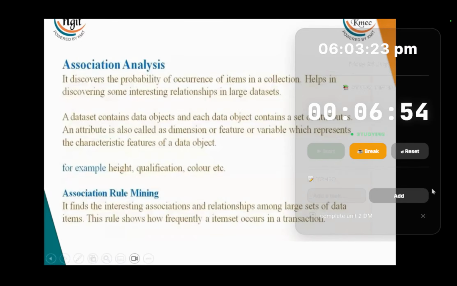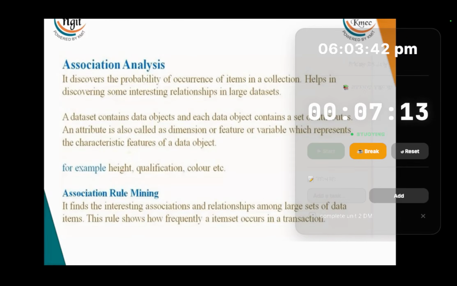Here, what is association analysis and what is association rule mining? Basically we know what is meant by association. When two points come together or have similar properties, then we call it association. And what does association do? It discovers the probability of occurrence of items, how many times that item is repeated in this data set. That can be known by this association. And it also shows us the relationship between those items.